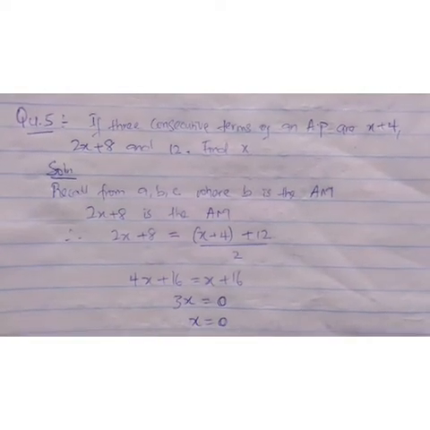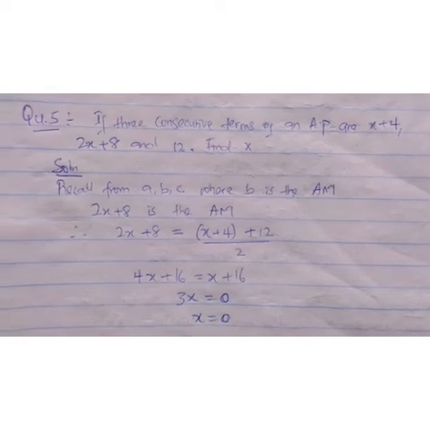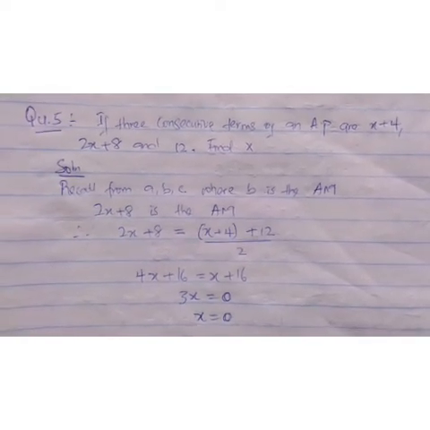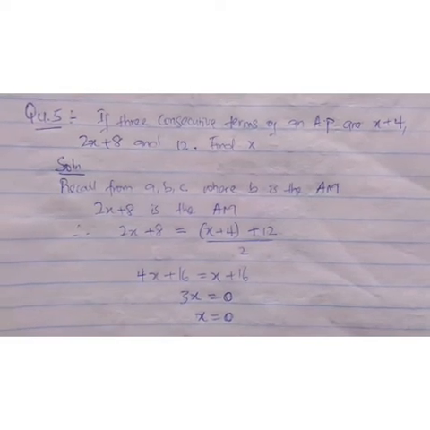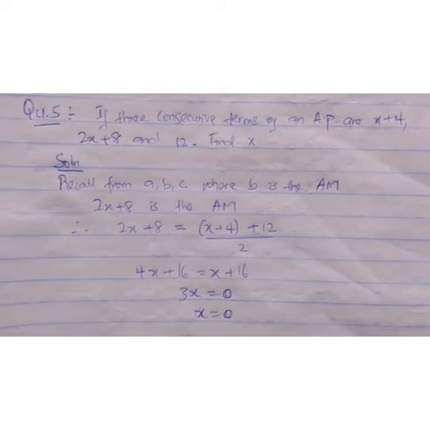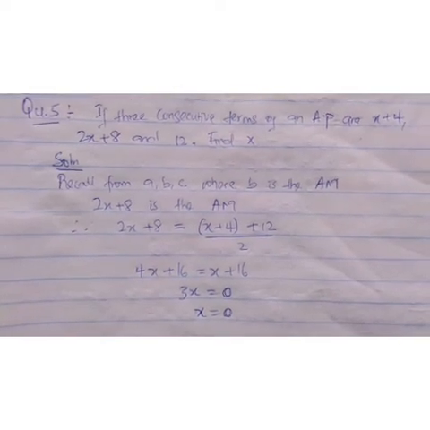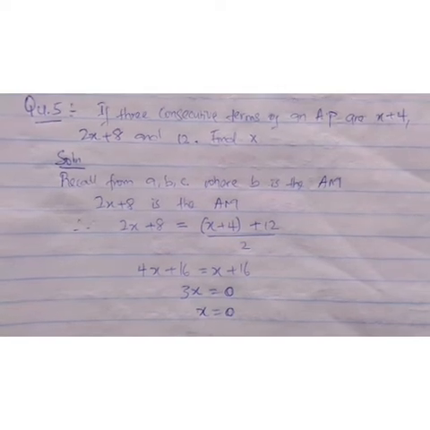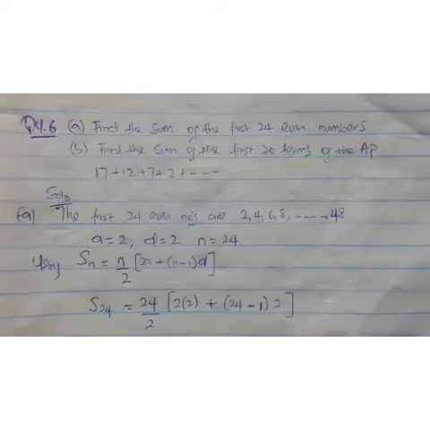If 3 consecutive terms of an AP are x + 4, 2x + 8, and 12, find x. Solution. Recall from A, B, C, where B is the arithmetic mean. We now have in this question 2x + 8 to be the arithmetic mean. Therefore, 2x + 8 = (x + 4 + 12)/2. On solving, our x gives us 0.